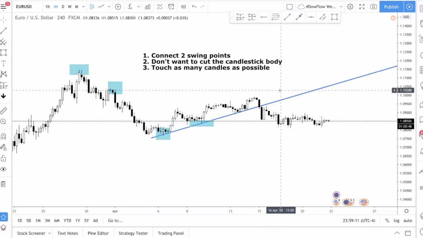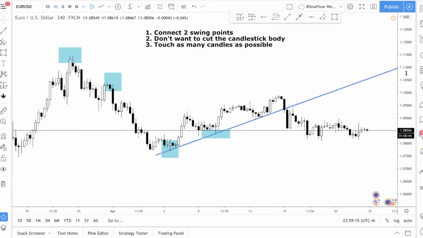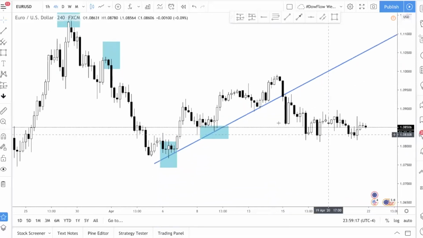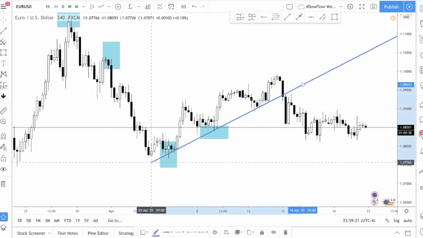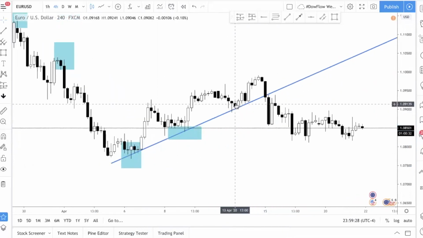Okay, the second one is you don't want to cut the candlestick body. So what do I mean by that? Let's just zoom in here. In this case, you can see that when I draw this trend line, it is not cutting any of the candlestick bodies.